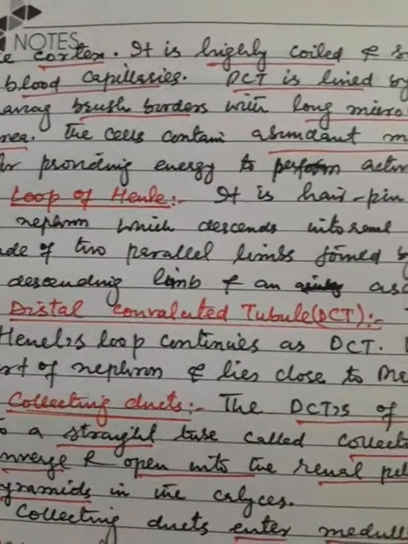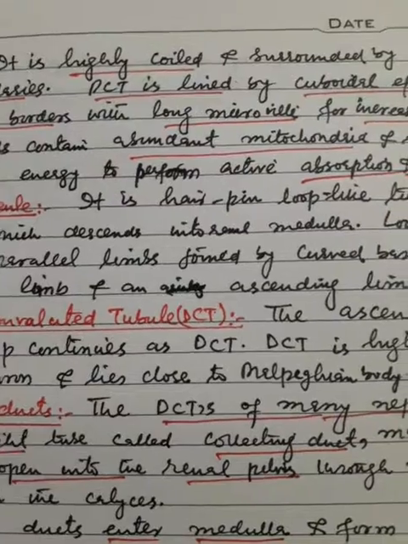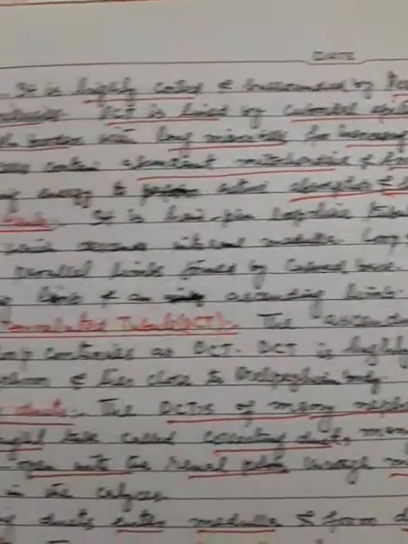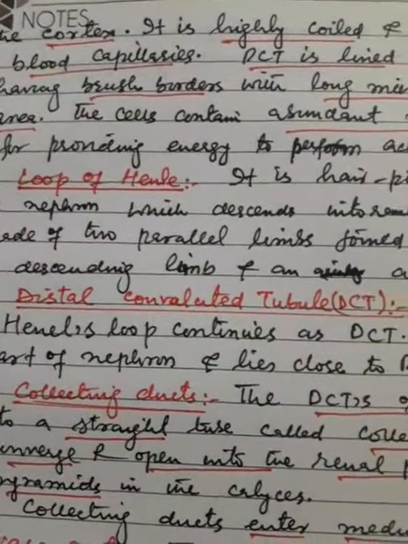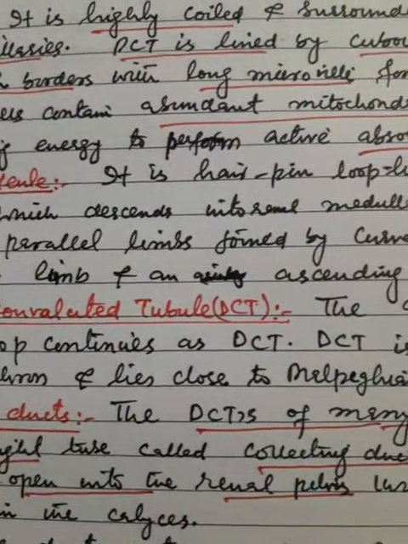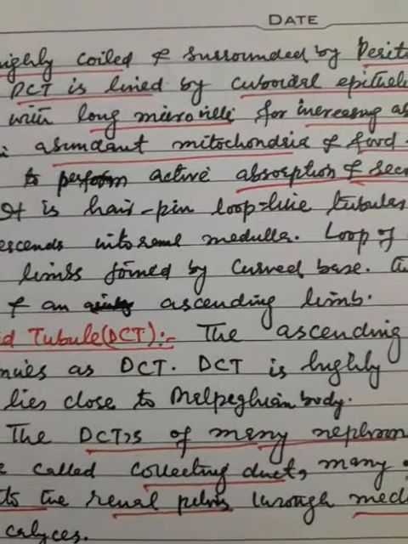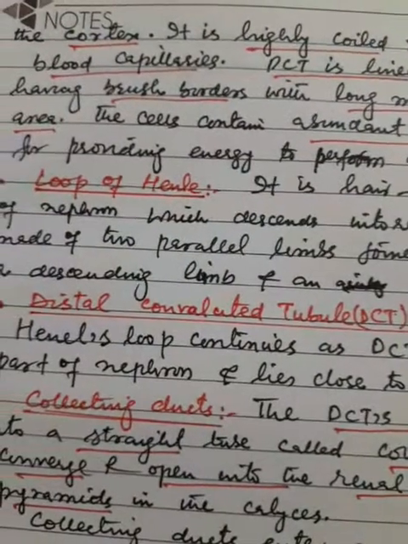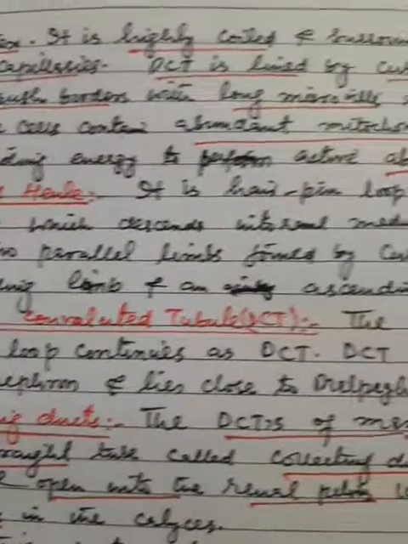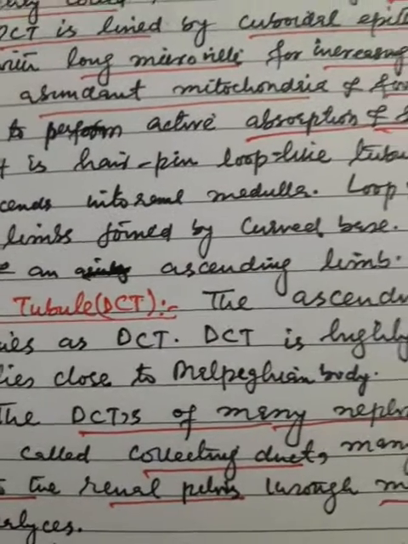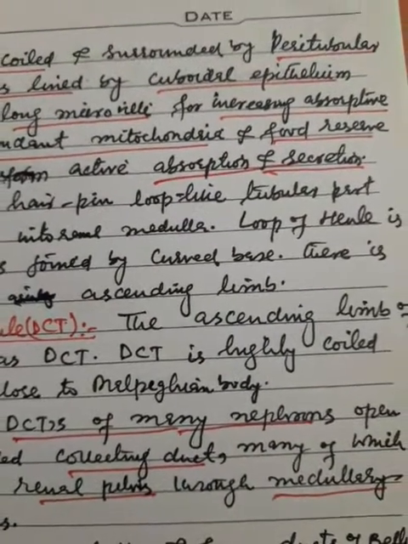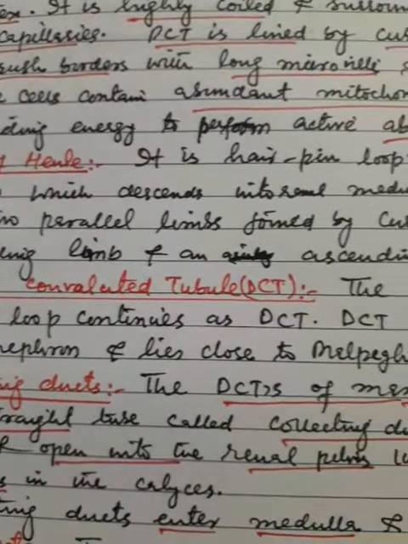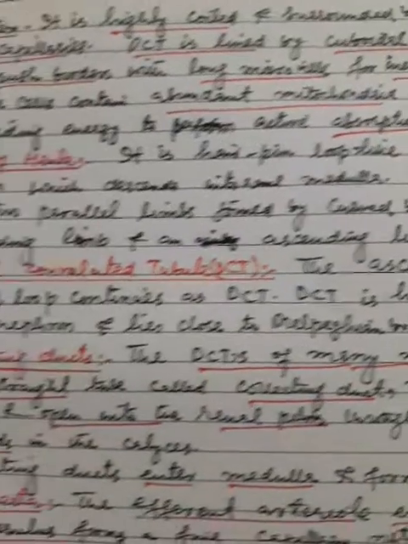Now, loop of Henle. It is a hairpin loop-like tubular part of nephron which descends into renal medulla. Loop of Henle is made of two parallel limbs joined by a curved base. There is a descending limb and an ascending limb.